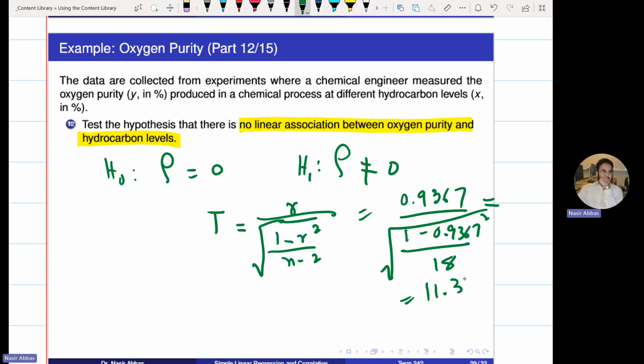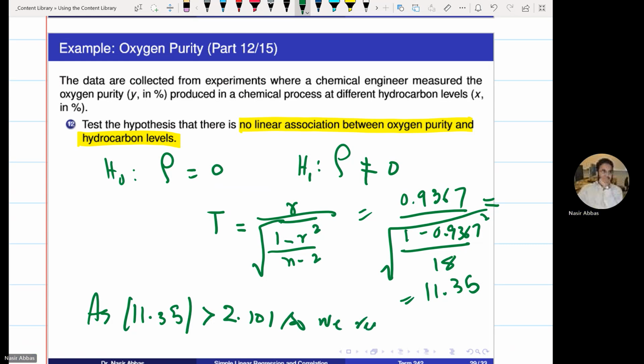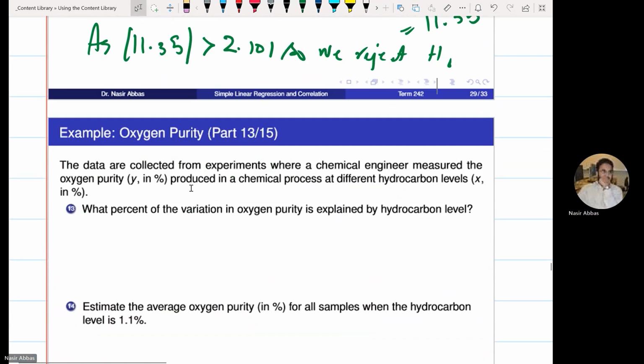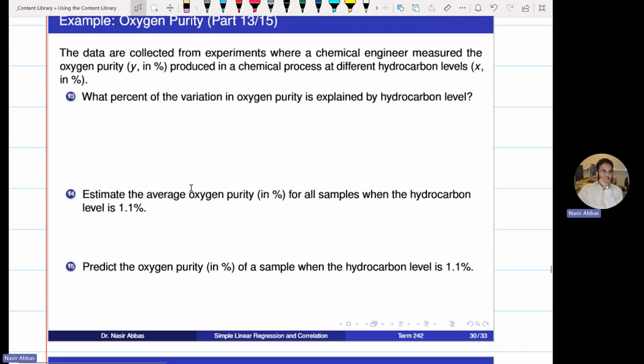This one comes out to be 11.35. From here you have again two options, either to use the critical value approach or the p-value approach. If you use the critical value approach, the critical value is 2.101. Is this more than 2.101? Yes or no? So we reject H naught. And we conclude what? There is linear association. Yes. Read number 13. Very important question. Read number 13.